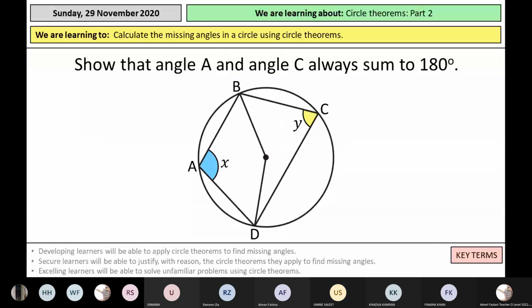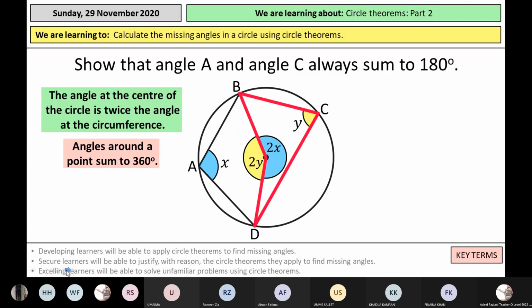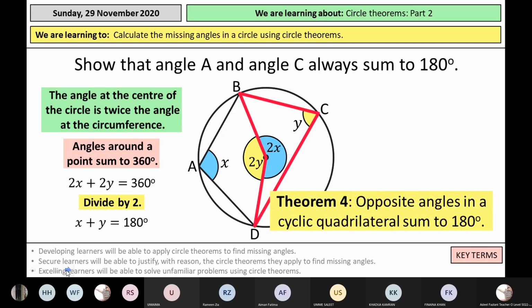Okay. This is again the reasoning. I'm asking a reasoning to show that the angles A and C always sum to 180 degrees. What is the reason behind angle A and angle C? The angle at the center of the circle is twice the angle at the circumference, and you can mention x and then that is 2x. Similarly, y and 2y. Around a point that is 360, that is 2x plus 2y is 360. Divide by 2, that is 180.